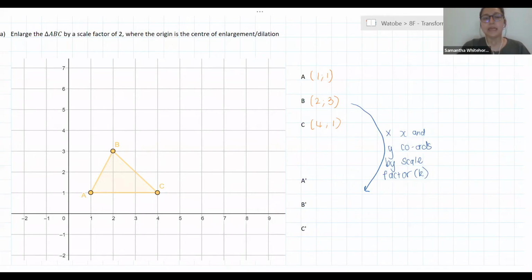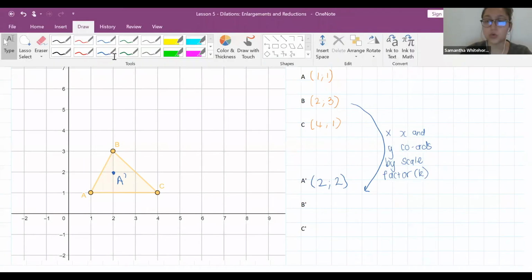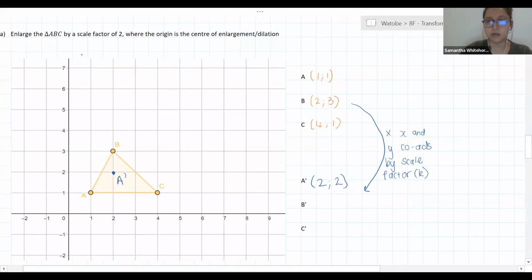Okay, so if we start with just the point A and we apply the scale factor, I want to make the coordinate of 1, 1 twice as big. So let's times it by 2. This new coordinate A dash would now be at 2, 2. If I plot that point, it's in the middle of my triangle, but that's okay, it doesn't really matter. And I've got my larger coordinate. Right now, as one single coordinate, we can't really see that very clearly. When we go and draw in our triangle, it will make a bit more sense. But this is how we know we've enlarged it.